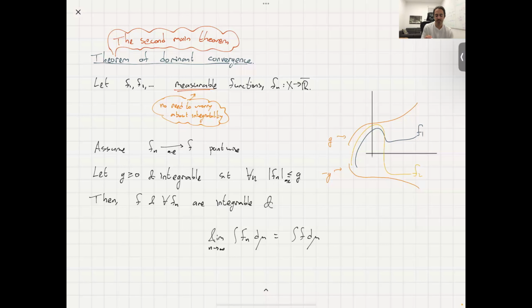And assume that these functions approach pointwise this function f, and I don't mind even putting almost everywhere. So the pointwise convergence doesn't have to happen at all points, but at all points except for a set of points of measure 0.